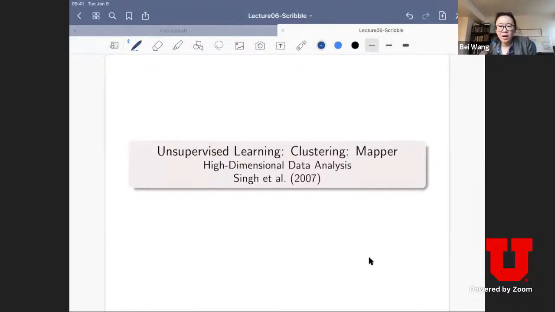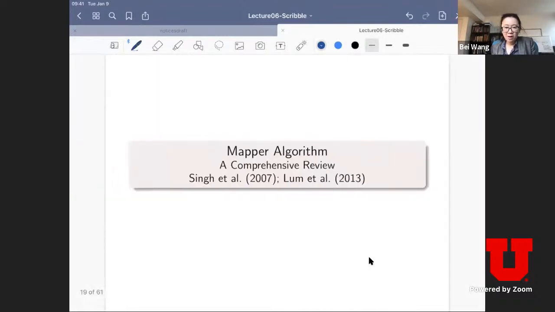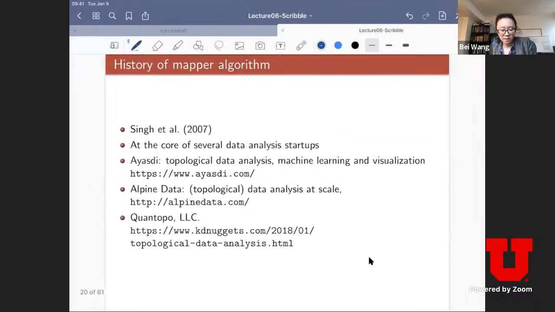Well, number 1, it's unsupervised, okay? Number 2, it's actually a clustering algorithm. So this popular tool is by itself an unsupervised learning algorithm, and in fact, it's a clustering algorithm. Specifically, it's a function-induced clustering algorithm. Okay, so I want to give a comprehensive review, and those are the two papers that I'm relying on.